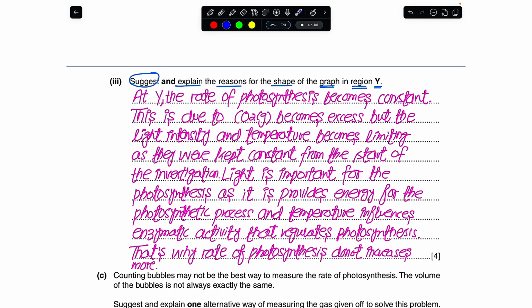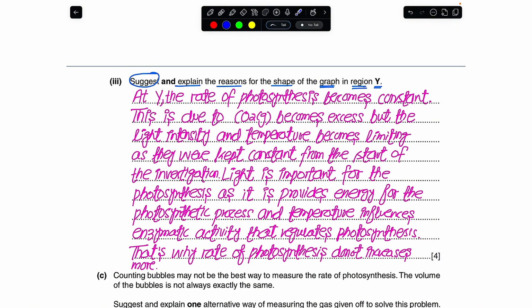Now we have to explain it. What I have written here is that light is important for photosynthesis because it provides energy for the photosynthetic process to proceed. And as far as the temperature is concerned, this would influence the enzymatic activity, and the enzymes are what basically regulate the photosynthesis. So when the temperature becomes limiting, the enzymatic reactions cannot be increased beyond that point, where the rate becomes constant or levels off.